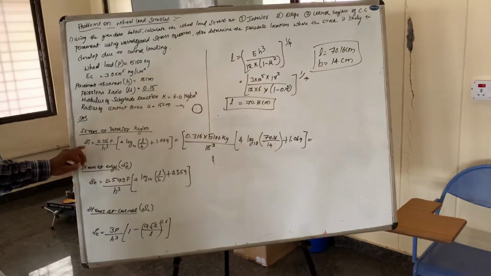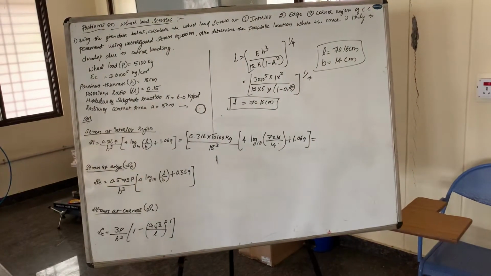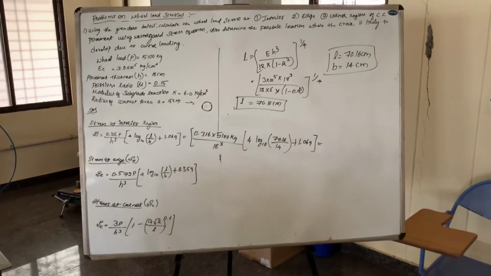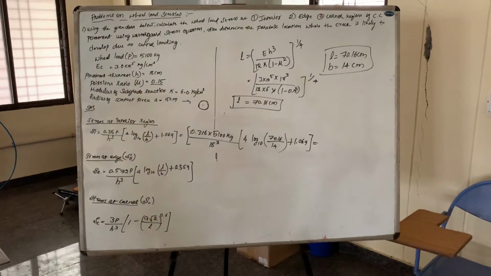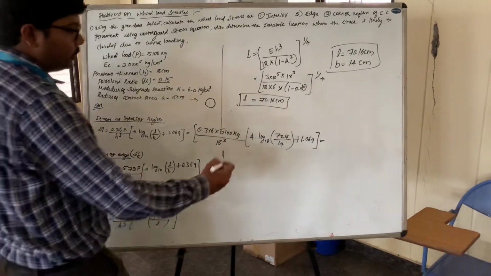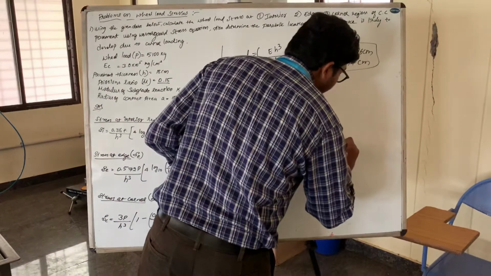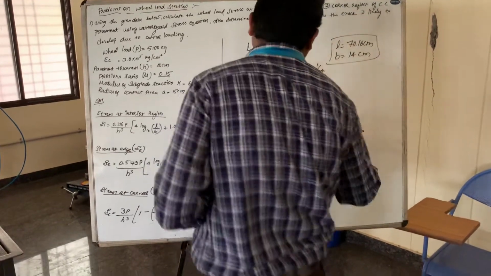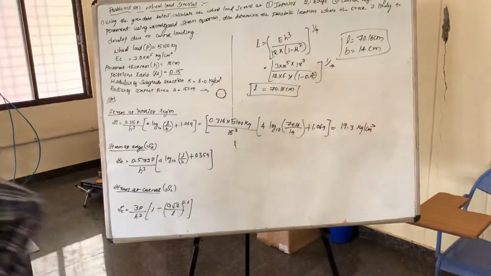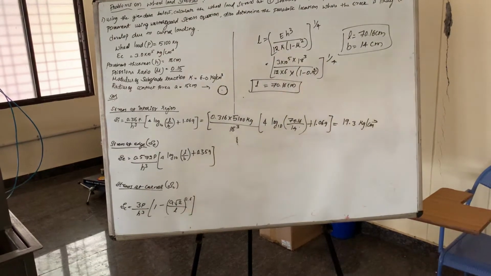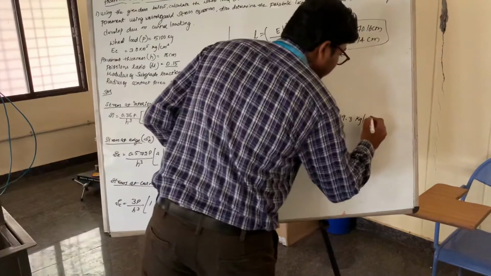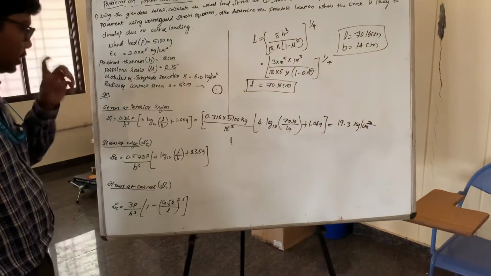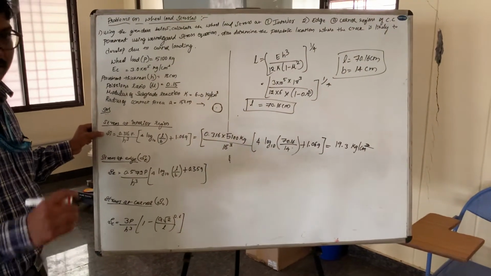Calculate the value of stress at the interior. So finally we get the answer of 19.3 kg per centimeter cube. So this value of 19.3 kg per centimeter cube is the stress at the interior.